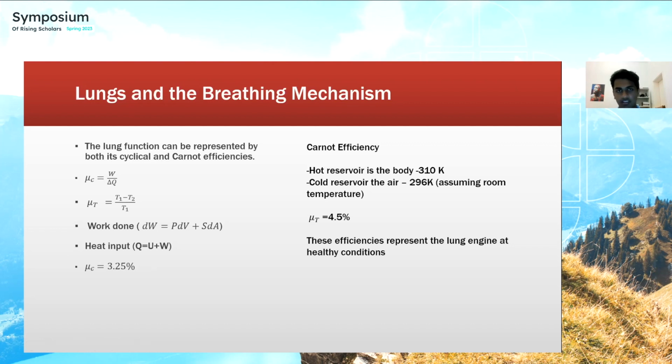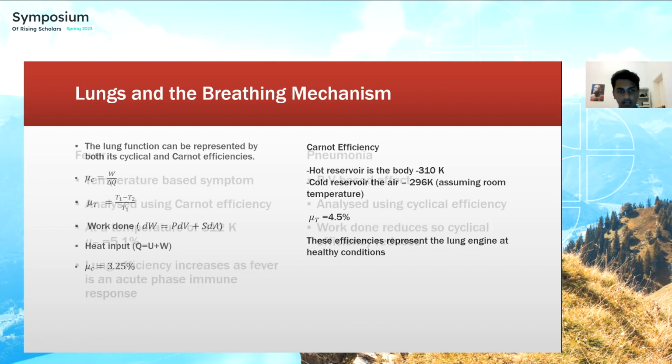Now, as for Carnot efficiency, it's a little bit more complicated. A Carnot efficiency is basically the efficiency of something called a Carnot engine in the same environment. A Carnot engine is a theoretical ideal heat engine, the efficiency of which depends only on temperature. So you need to determine what the hot and cold reservoirs are. If you say the hot reservoir is the body at about 310 Kelvin, and the cold reservoir is the surroundings, if room temperature is about 296, you get a 4.5% Carnot efficiency. With these two efficiencies, you can represent the lung engine under healthy conditions and reparameterize for symptom analysis.